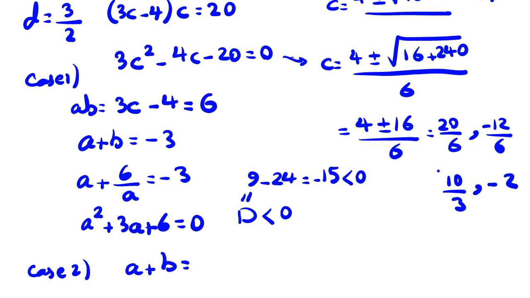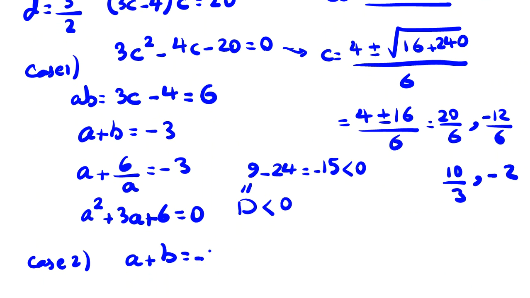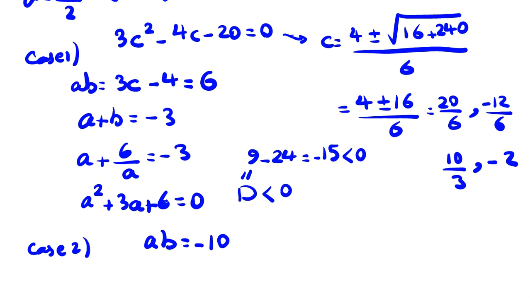The second case, so we have only one case. C is what? Negative 2. Negative 2, 3 times negative 2, negative 6. Negative 6 minus 4, negative 10. Oh, sorry, it's AB. AB equals negative 10 and A plus B equals negative 3.